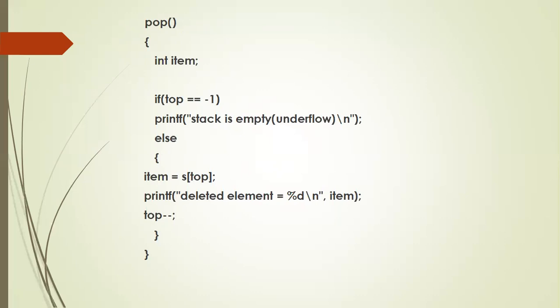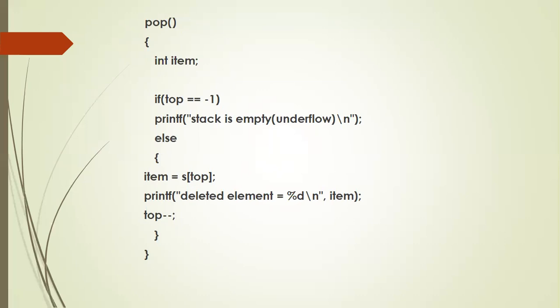2. Go backward. So when 50 is deleted, item becomes 50 and top becomes 3. After deleting 40, item becomes 40 and top is how much? 3. After deleting 40, next you delete 30, then top becomes 2, like that.